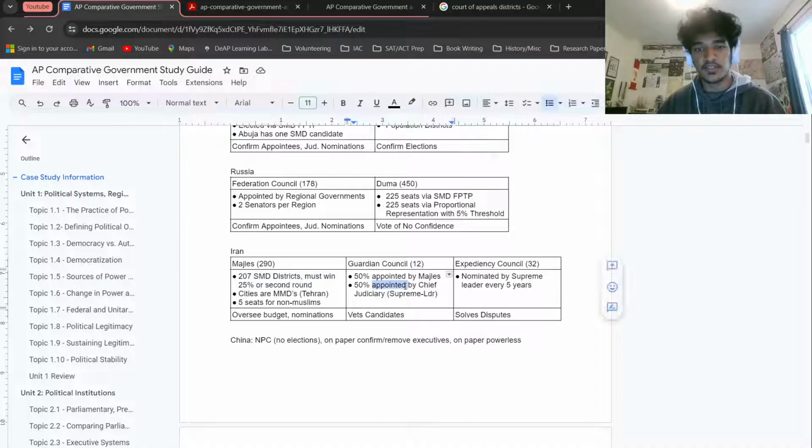So, Guardian Council, these are the ones who vet the candidates. 50% are nominated in the Majlis, and then 50% are appointed by the Supreme Judiciary, who is appointed by the Supreme Leader. So, in theory, the Supreme Leader gets to pick, because the Chief Judiciary isn't much of a chief of anything in Iran. Then finally, the Expediency Council. This solves disputes between both of these. It's 32 people. They're nominated, and remember, they all have to be Islamic scholars to be on this branch.